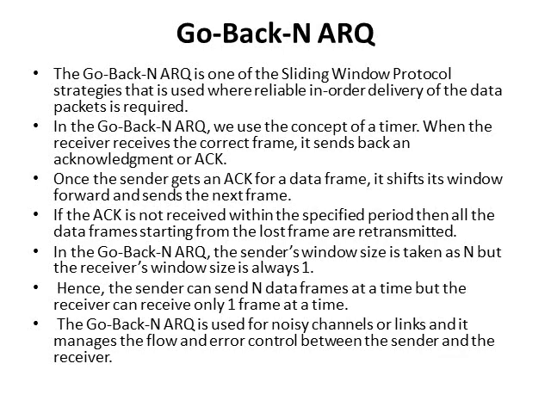In go back N ARQ, the sender's window size is taken as N, but the receiver's window size is always 1. Hence, the sender can send N data frames at a time, but the receiver can receive only 1 frame at a time. Go back N ARQ is used for noisy channels and it can manage the flow and error control between the sender and the receiver.